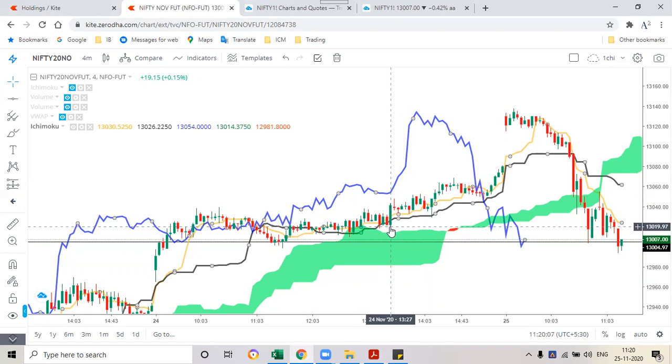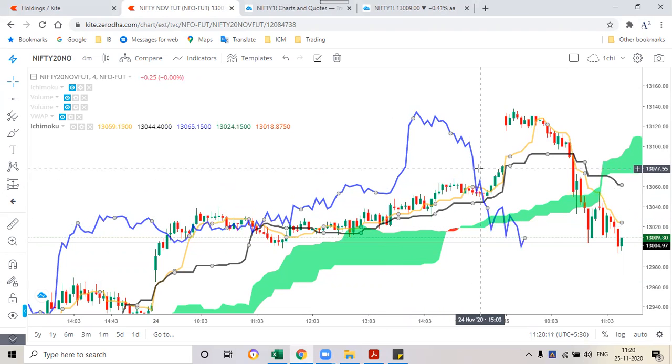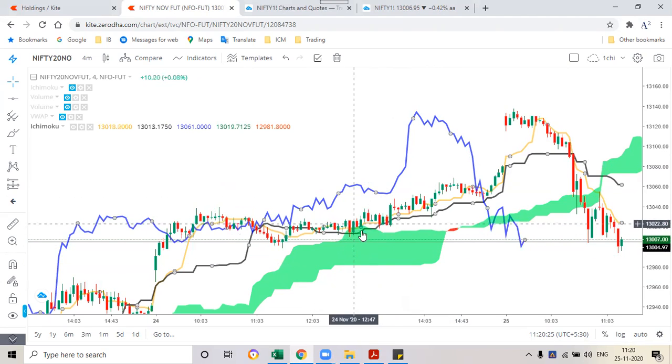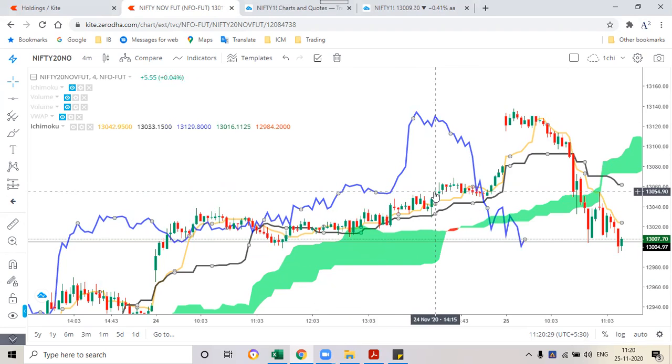So you would have bought here at 13,000, 13,020 level, and look, it went to 13,078. You would have made 50 points on Nifty futures. That will translate into 3,500. Your loss would have been something like around below the cloud, another 40 points. But these are high probability trades. If you win, you will win 7 times. If you lose, you will lose 3 times.